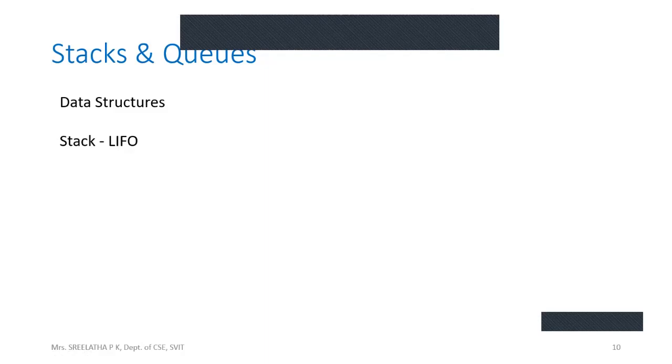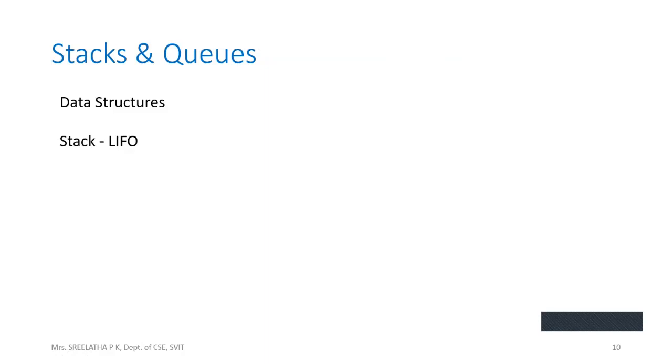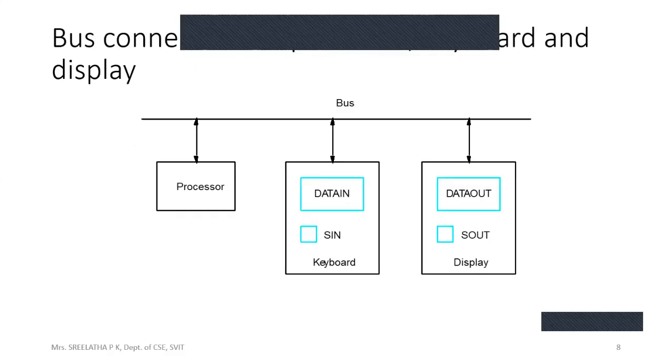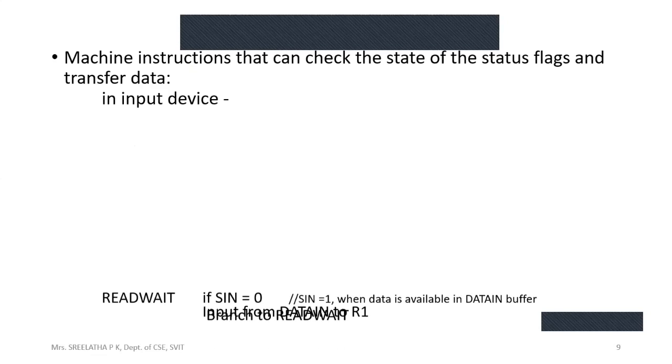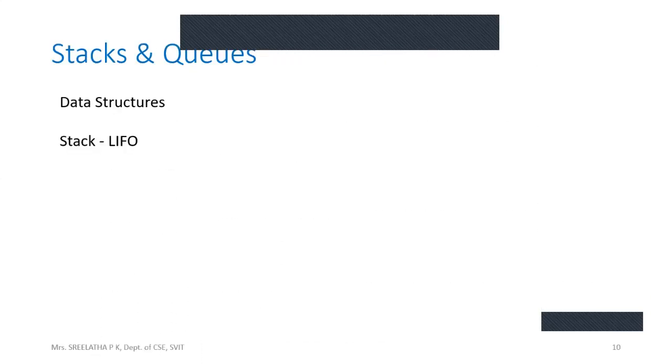Stacks and queues are data structures. A data structure is the way in which the data can be stored in a system. When the program is under execution, the way in which the data required for the program is stored is the data structure. So stacks and queues are one type of data structure, a type of method in which the data can be stored.